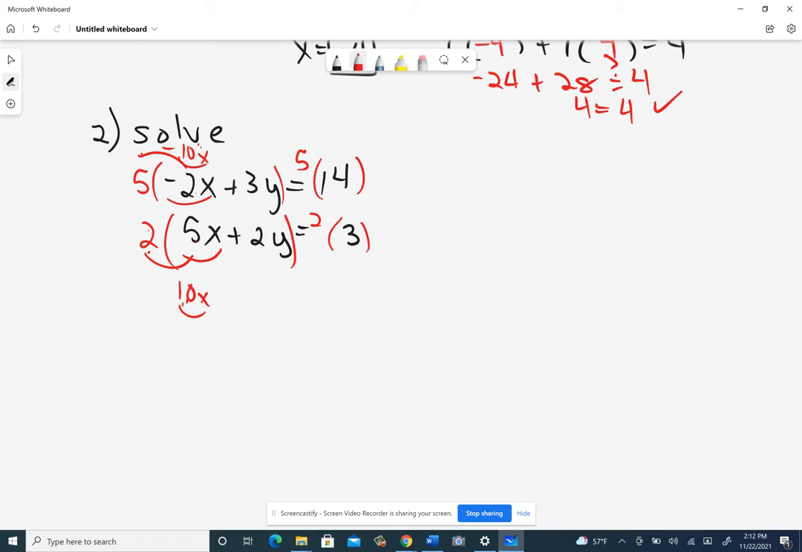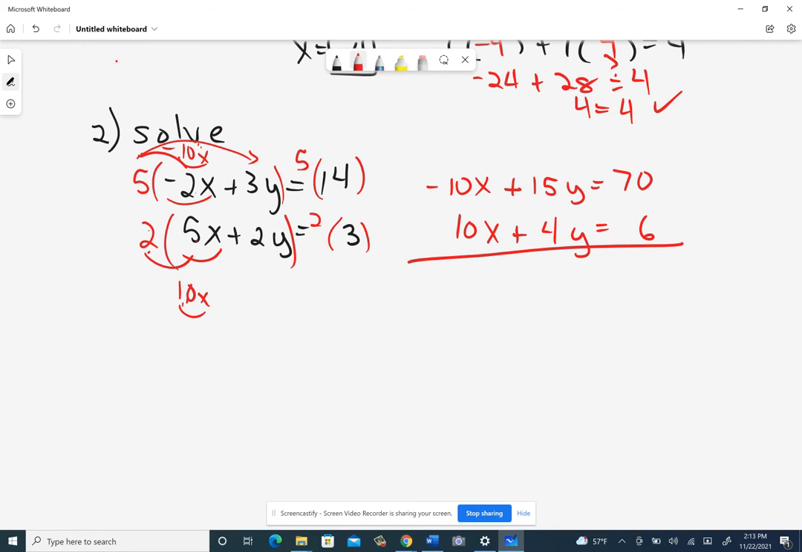Now I'm just going to distribute that 5 all the way through on both sides. So I'm going to have negative 10x plus positive 15y equals positive, that's 70, isn't it? Okay. On the bottom equation, it's going to become 10x plus positive 4y equals positive 6. So I made the x's cancel. I could have just as easily had the y's cancel, but I made the x's cancel, and I wound up with 19y equals 76.